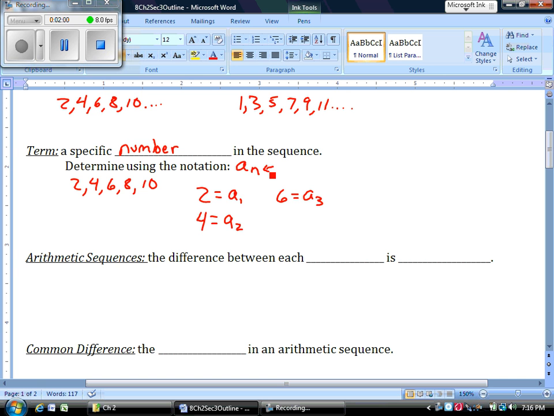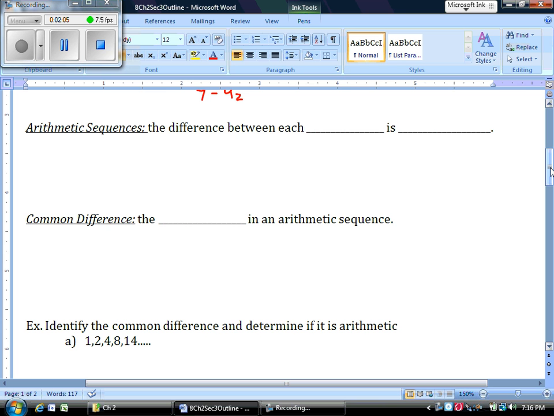Okay? The arithmetic sequences. What makes it arithmetic? We've talked about a sequence. We talked about what the terms are in the sequence. Now I need to know what the arithmetic sequence specifically is. And what makes a sequence arithmetic is that the difference between each term is common, meaning I have the same distance in between each. Okay, if I look at 2, 4, 6, 8, 10, if I go back to that one, every time I go, I'm adding 2. Okay, that makes this arithmetic.